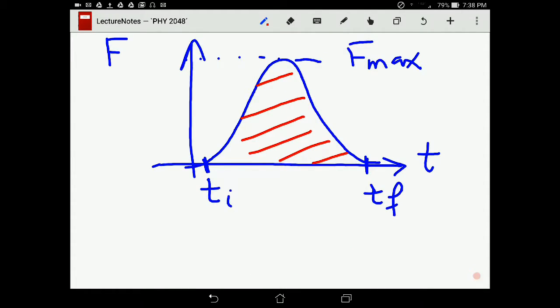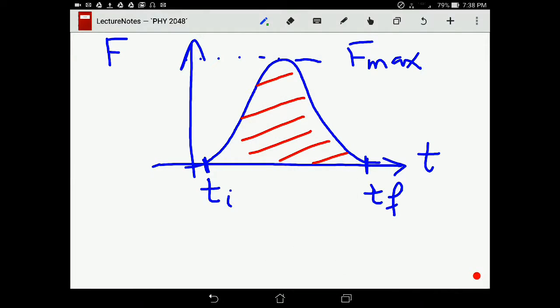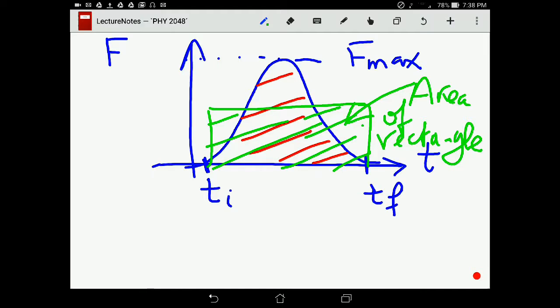One thing we could do to simplify the problem is to replace this complicated function by an average value and assume that this is actually constant for this period of time. If we manage to find a way to get this area in green to be the same as the area in red, then the impulse will be the same, and this is much easier to figure out because in this case the area is just the area of a rectangle, which is much easier to work with. So it'd be nice if we could simplify this.